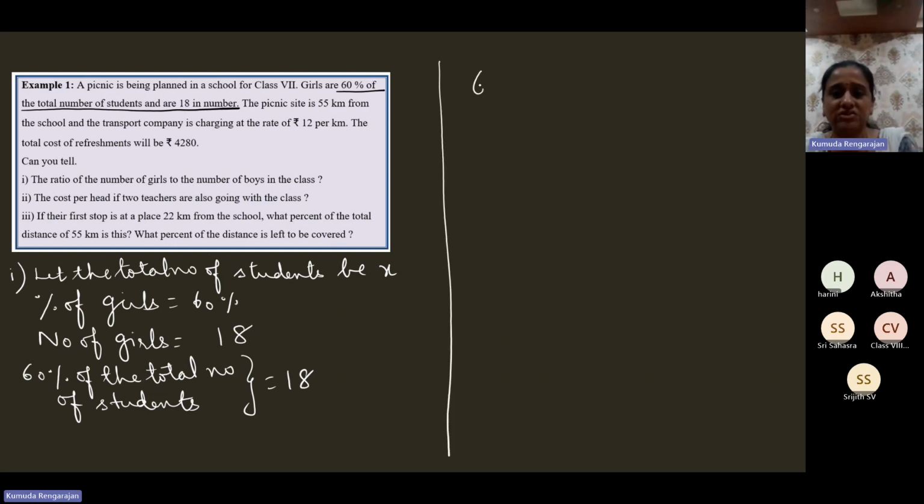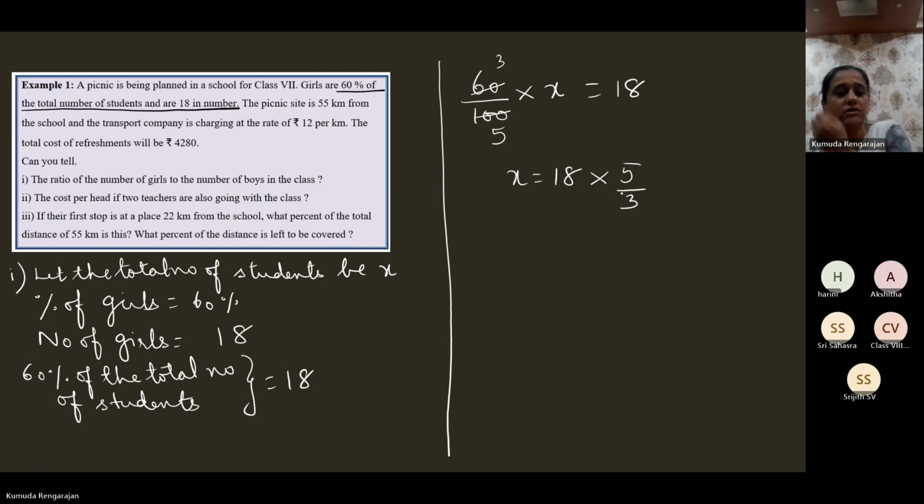So 60% means 60 by 100. Of means into. Total number of students, X, is equal to 18. So 3 by 5 comes to the other side as 5 by 3. So 3 ones are 3, 6 fives are 30. So X is equal to 30.